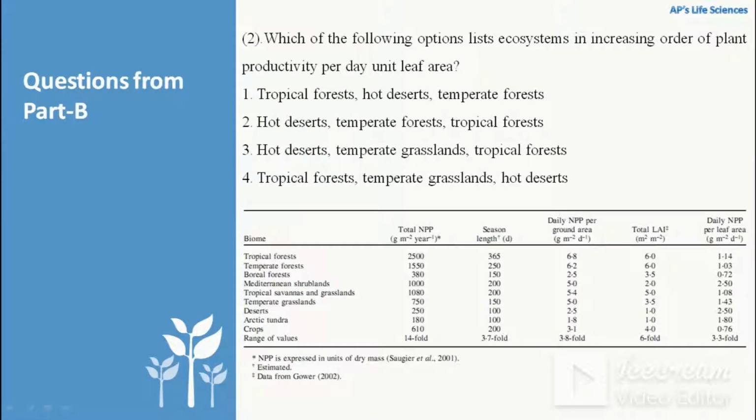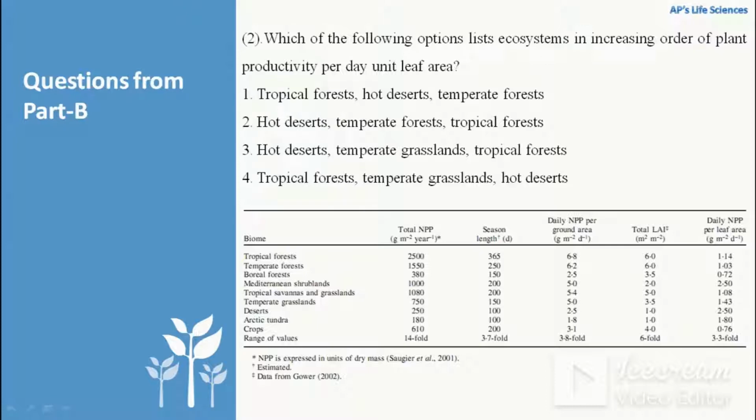So in this series, if we arrange this in increasing order, then the second and third options have the hot deserts in the first position, so this is incorrect. Whereas in option 1 and option 4, we can see that the tropical forest in option 1 is followed by hot desert and temperate forest. But the hot desert has the highest net primary productivity. That's why option 1 is incorrect and option 4 is the correct one.